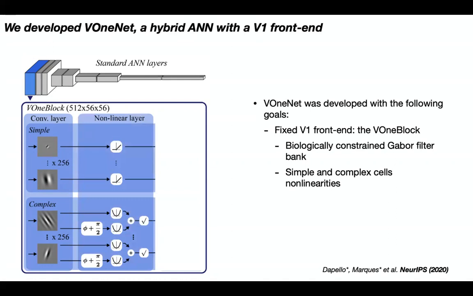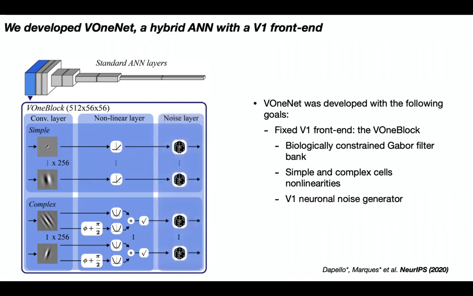And we have two different types of cells, just like in primary visual cortex. There are simple cells and complex cells. Complex cells are phase invariant. Simple cells have a very strong phase modulation. And then finally, we have a VOne internal neuronal noise generator, which simulates Poisson noise that we add to the model activations.